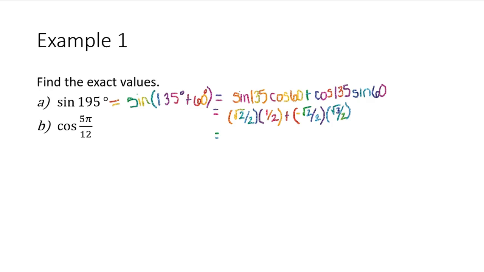Let's do our multiplication. The square root of 2 times 1 is the square root of 2. 2 times 2 in the denominator is 4. The square root of 2 times the square root of 3, that's going to give me the negative square root of 6. And then 2 times 2 is going to give me 4. And then if you want, you can write this as one fraction: square root of 2 minus the square root of 6 divided by 4. And that is the sine of 195 degrees.